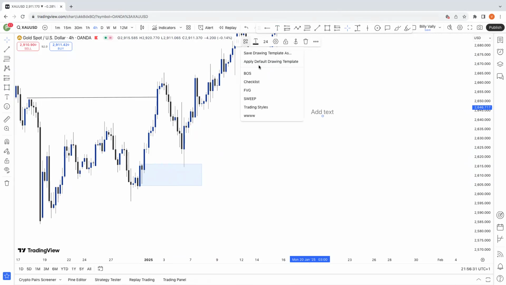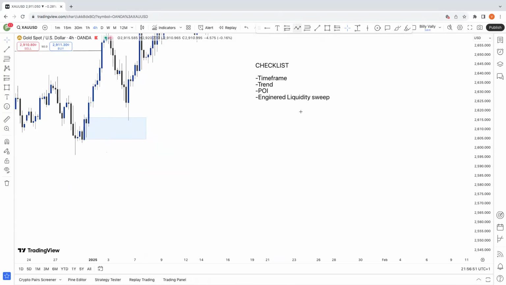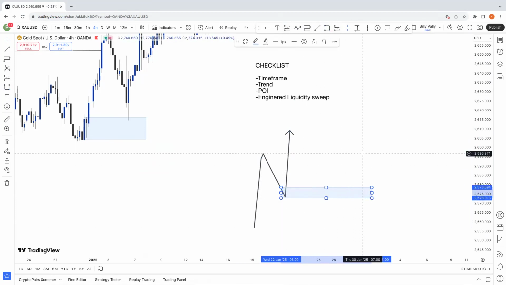And then we said the number two thing here is the trend, right? And also identify the trend as well. We said it's a bullish trend. So what we are doing right now is the point of interest. And the last thing also is engineered liquidity sweep. Now, what I mean by engineered liquidity sweep is when price, let's say price is moving this way, right? And this is your, let's say, your POI, right?